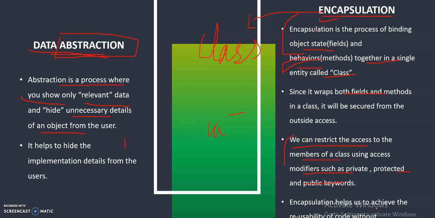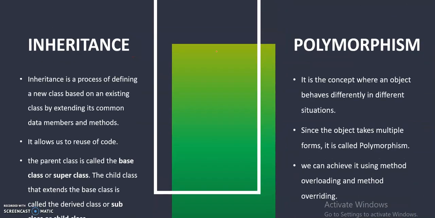Encapsulation helps us to achieve reusability of the code without compromising security. By using encapsulation, we can achieve reusability of the code, like we use inheritance so that our code can be reused. So let's go to the next topic, that is inheritance and polymorphism.